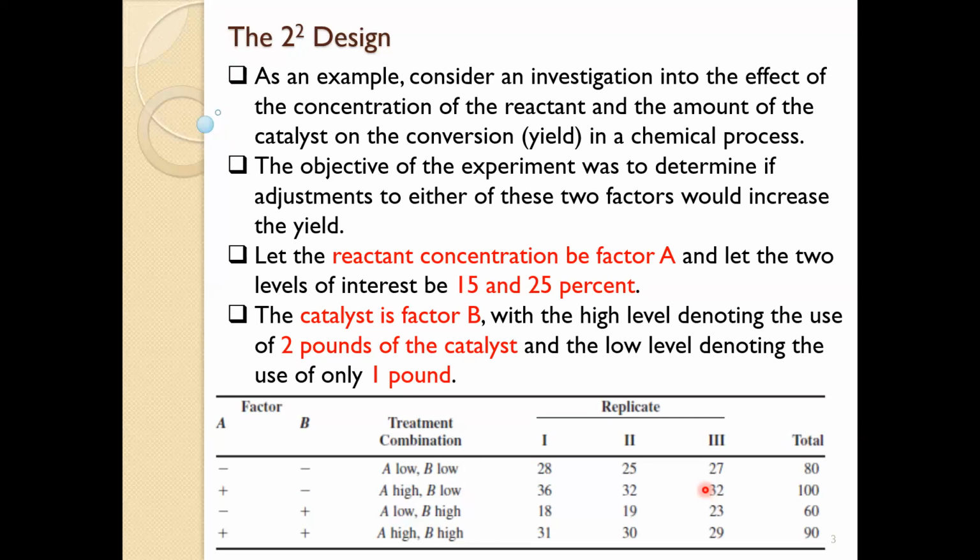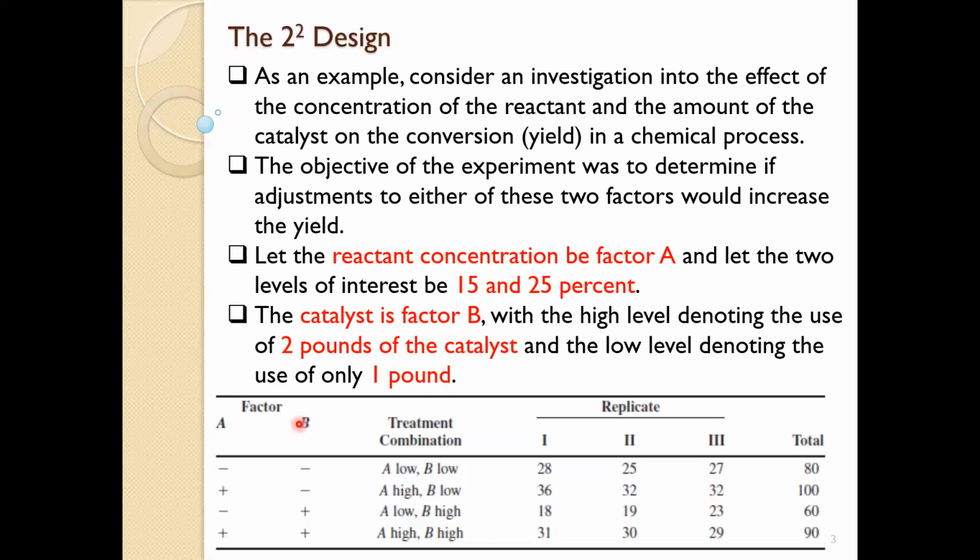Sometimes we can use low and high. Two levels, low and high. Low we represent by negative sign. High we represent by positive sign. For this, we have factor A is concentration, column 1. Column 2 is factor B, amount of catalyst.